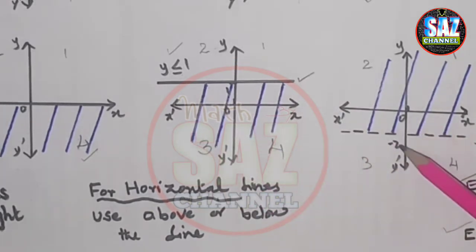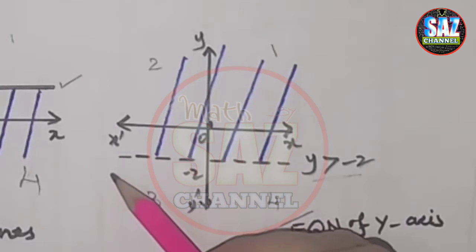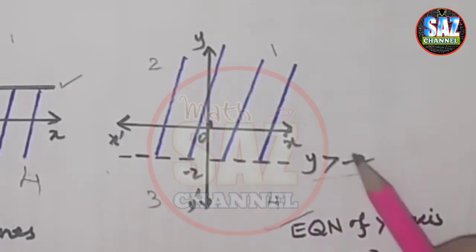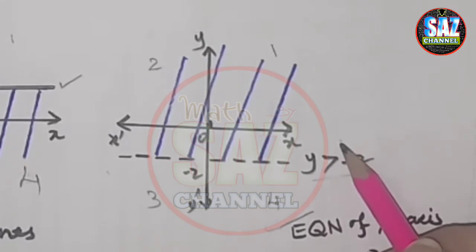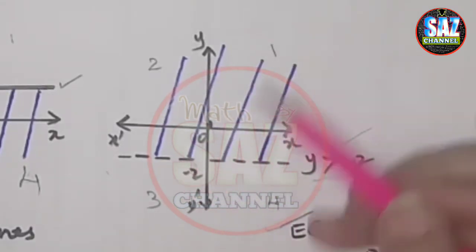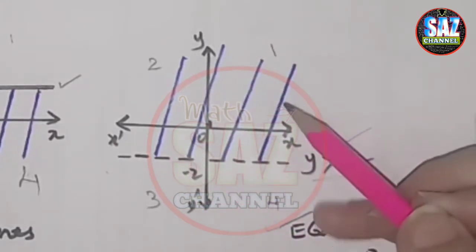Coming to the next situation, like y greater than minus 2. Here you have to pay special attention that you have to draw a broken line, and we need y values greater than minus 2. So we know that y values are positive towards the upside. So we will be shading above this line.